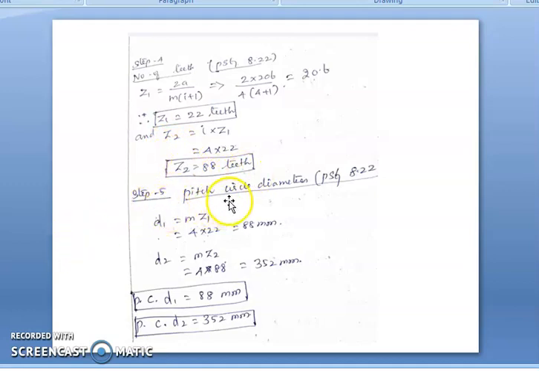Then the next step is the pitch circle diameter. The formula for this is available again at page number 8.22. The pitch circle diameter D1 is equal to m into Z1. We already standardized m, and Z1 is now standardized as 22 from the assumed 20. So we should use the standardized number of teeth hereafter. So D1 is equal to module m into Z1, which is 88 mm. Similarly, D2 is equal to m into Z2, so D2 is equal to 352 mm.